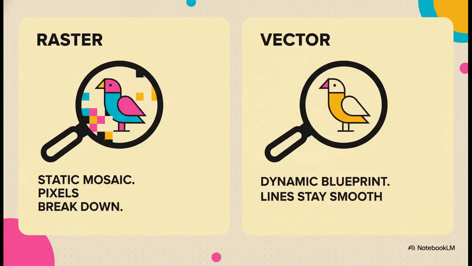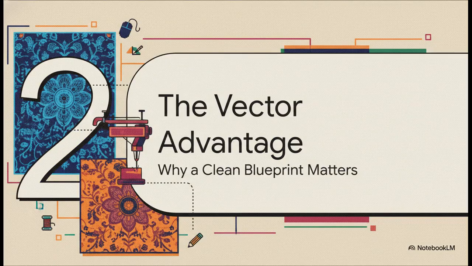And wow, this slide just shows it perfectly, doesn't it? On the left, you can see that raster image just falling apart into those jagged little pixels as you zoom in. But on the right, the vector image, it stays completely smooth. It's really the difference between a static mosaic that's set in stone and a dynamic blueprint that can be resized infinitely.